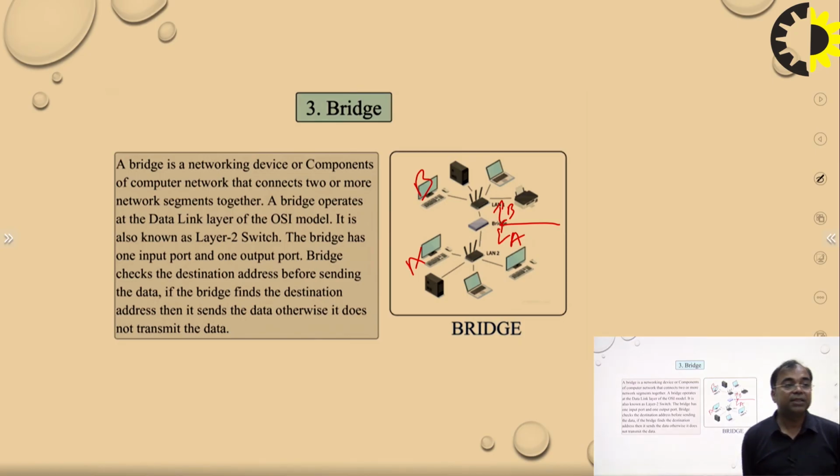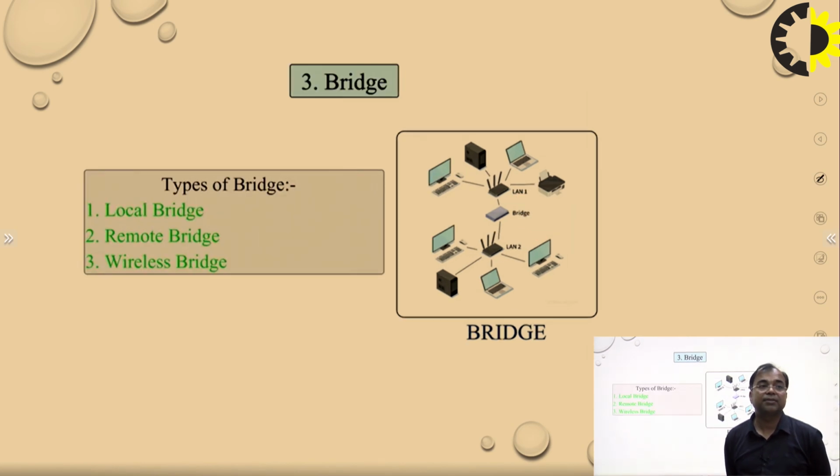So this is what the bridge has, the input port and output port. The bridge checks the destination address before sending the data. If the bridge finds the destination address, then it forwards the data; otherwise, it does not transmit the data.